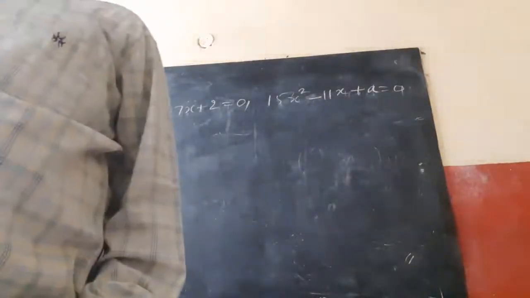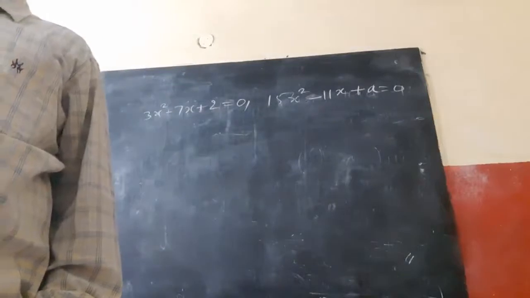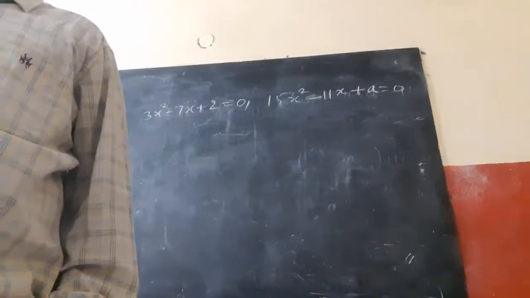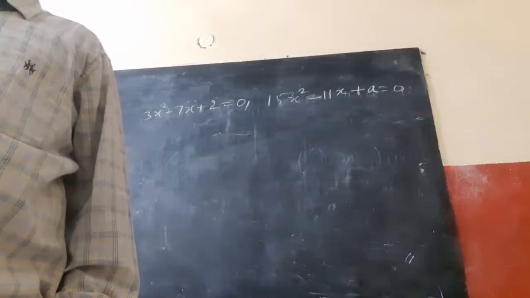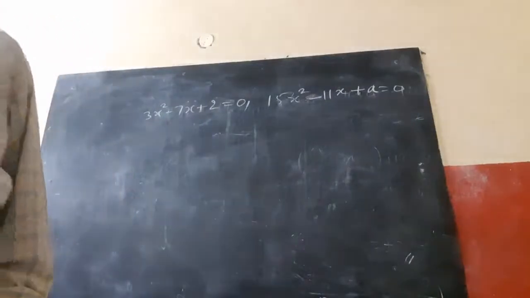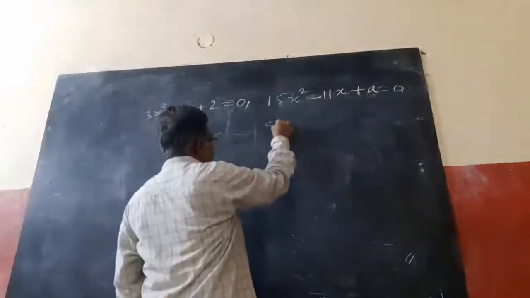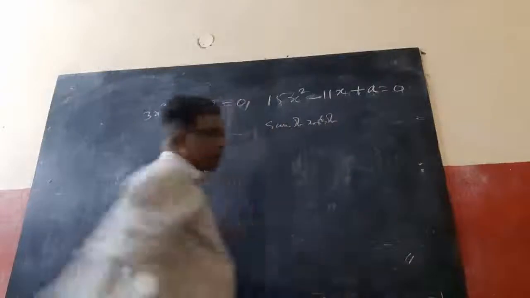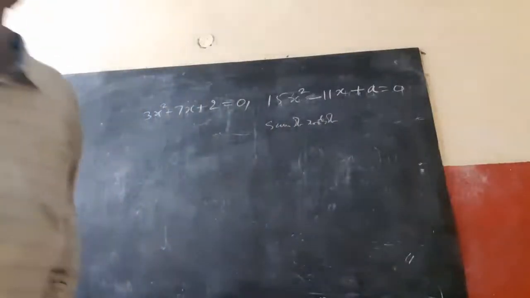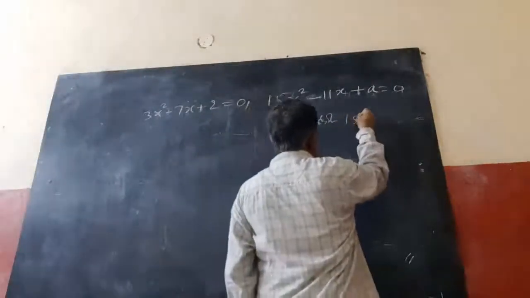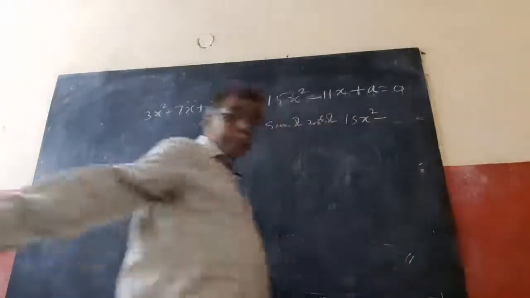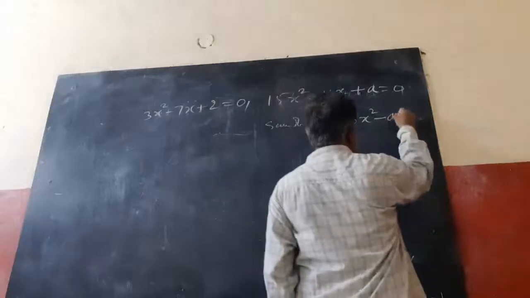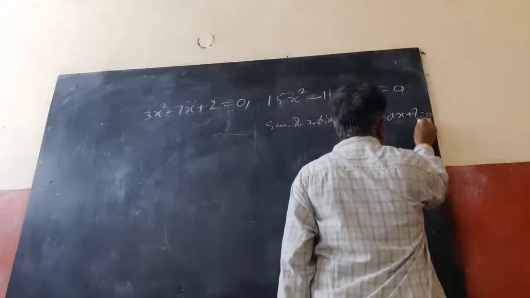If 3x² − 7x + 2 = 0 and 15x² − 11x + a = 0 have a common root, and a is a positive real number, then find the sum of the roots of the equation 15x² − ax + 7 = 0.